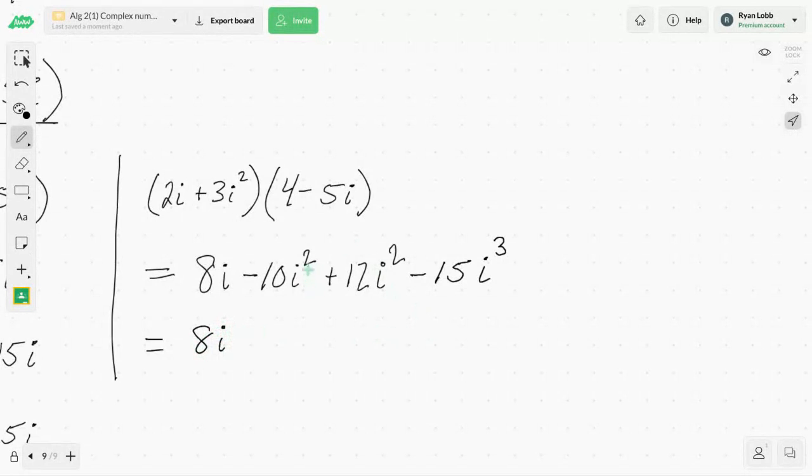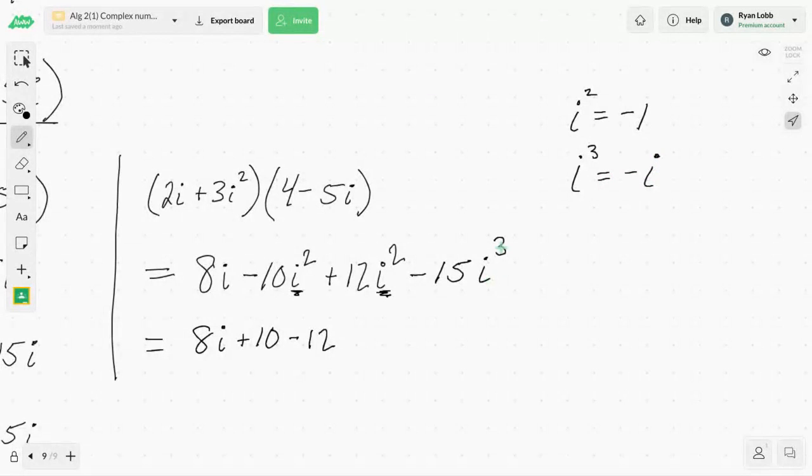Now as we go, let's think about this. i squared. What's i squared equal to? i squared is equal to negative 1. So here I have a negative 1 times a negative 10 is positive 10. Here I have a negative 1 times a positive 12 is minus 12. And then lastly, i cubed. What is i cubed? i cubed is equal to negative i.